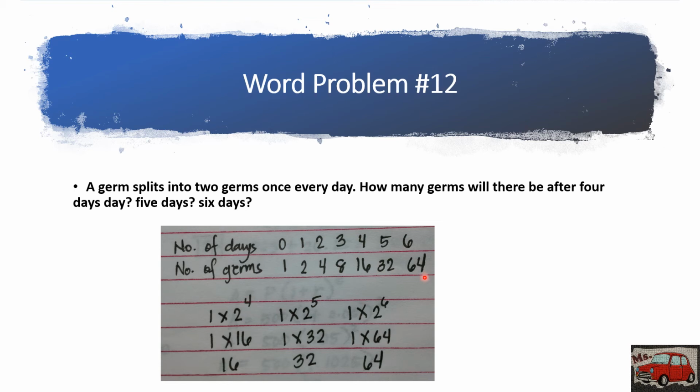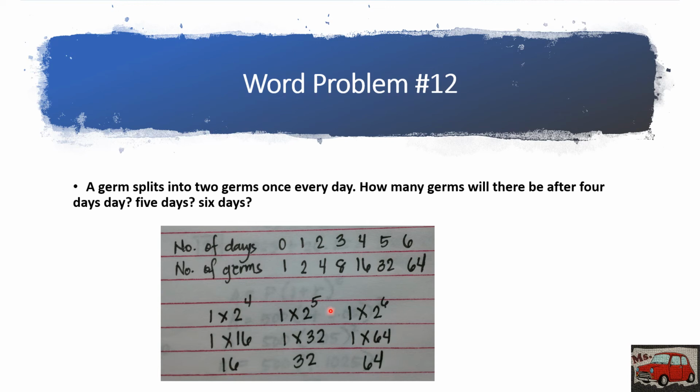Okay? So, let's use the concept of exponent. So, sa una, 4 days. So, 1 times 2 raised to 4 kasi sa ika-4 na araw, ibig sabihin, 4 na beses na siyang nadoble. So, 2 raised to 4, that's 16. And times 1, that is 16. So, sa 4 na araw, 16 na yung germs. So, di ba, ito lang din naman yung sagot dyan.